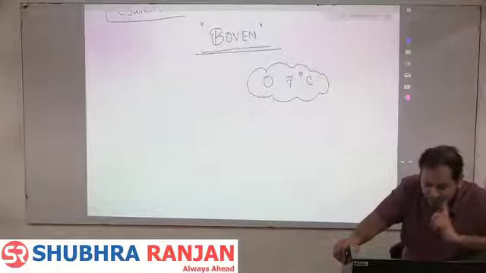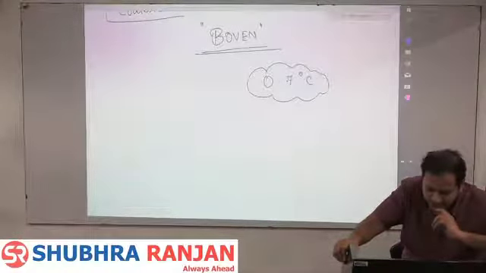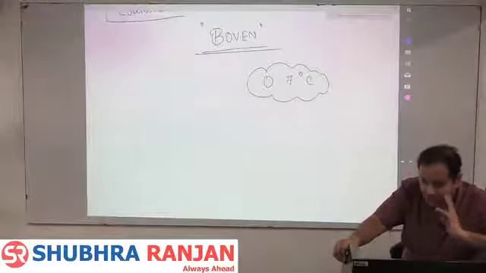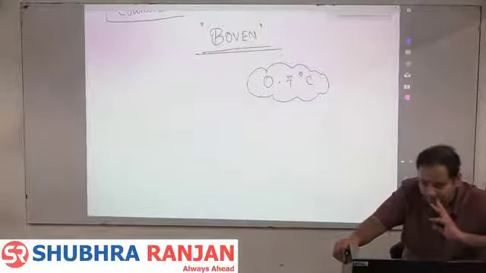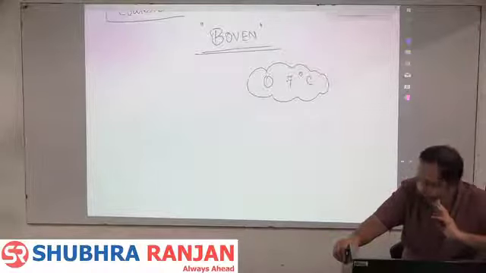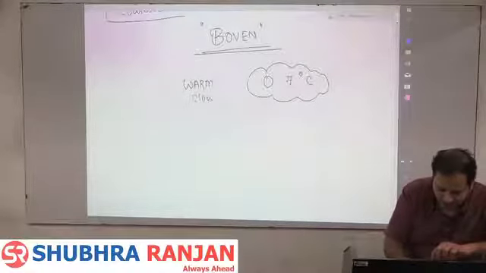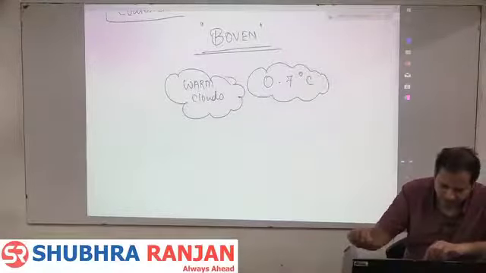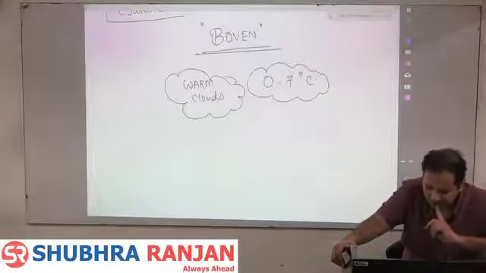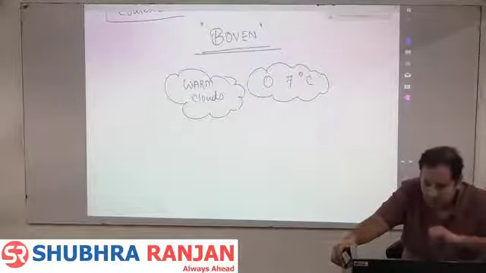Next. Many clouds have a temperature in the uppermost part greater than 0.7 degrees Celsius. Such clouds are known as warm clouds. And the occurrence of precipitation is not due to snow.